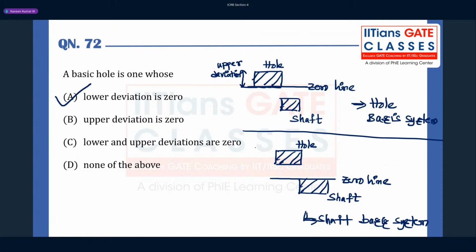So here actually this is lower deviation, right? But that is zero, and that is zero. The lower limit of the hole is equal to your basic size. You will be able to find out the basic hole. That is what they're saying. Okay. Hopefully you understand this properly. Good. Next.